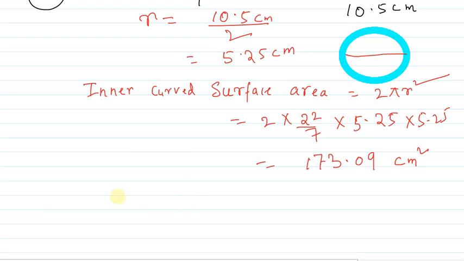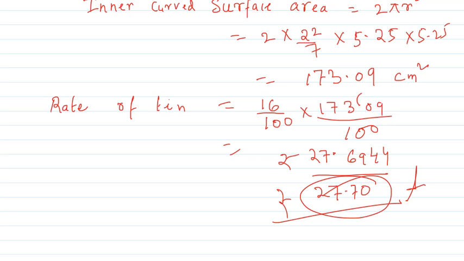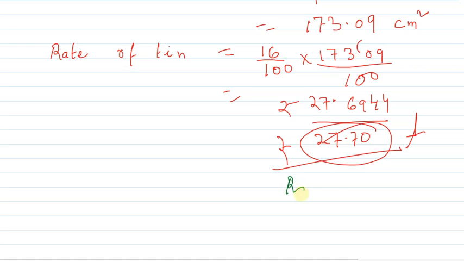Okay, the rate of tin, this is even easier. What is the rate of tin? 16 per 100 centimeter square. So 16 per 100 centimeter square means 16 by 100 into 173.09. So this is the final answer. The final answer is rupees 27.70. All right, done.